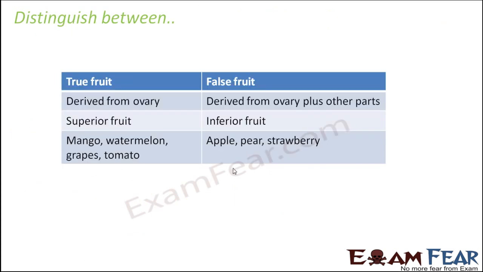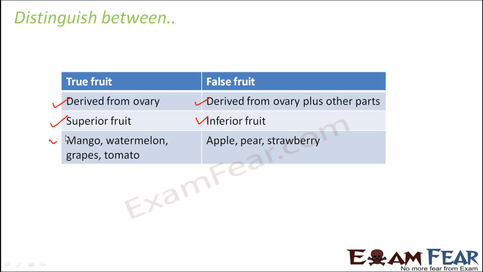So let us quickly distinguish between true fruit and false fruit. As I already said, true fruit is the one which is derived from the ovary, whereas false fruit is derived from the ovary plus some other parts of the plant. True fruit is a superior fruit, whereas false fruit is an inferior fruit, because in true fruit the ovary becomes the important part, so it is a superior fruit.